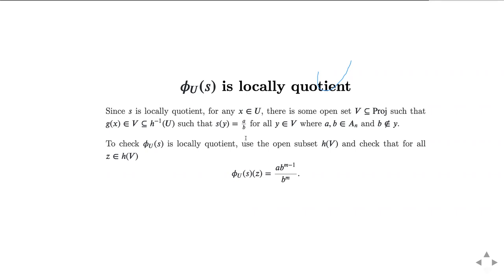So on this V, s will always give us a divided by b for some homogeneous elements a and b. Then we can check that for every z in the image of V under g, when we apply phi of s to z, it is always a times b to the power of minus one divided by b to the power of m. So it is really locally a fraction.